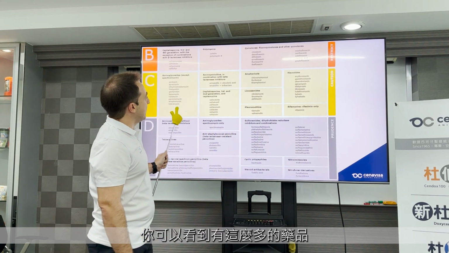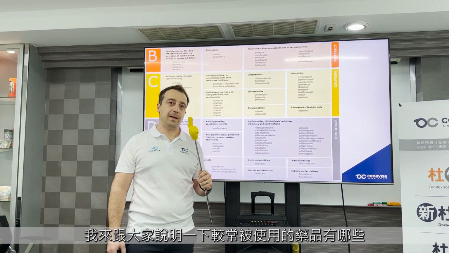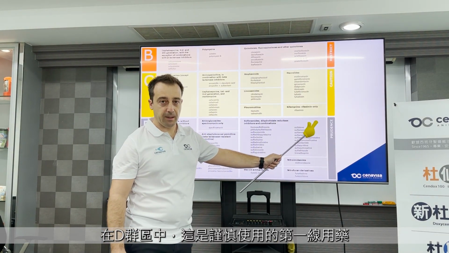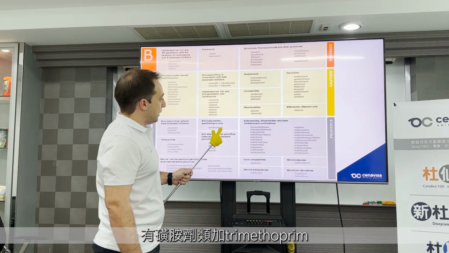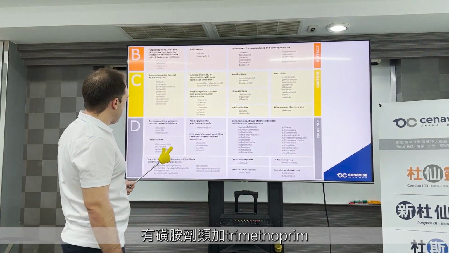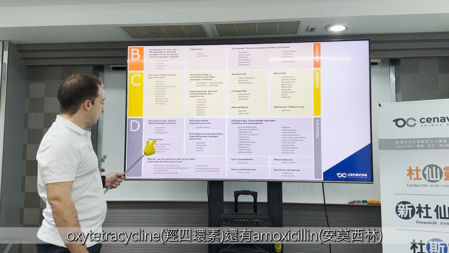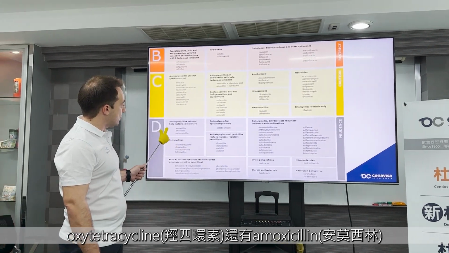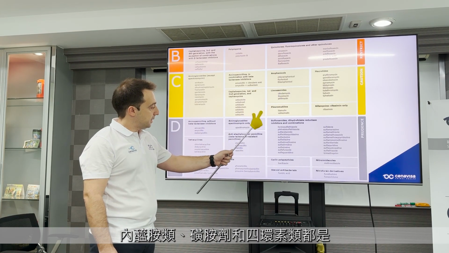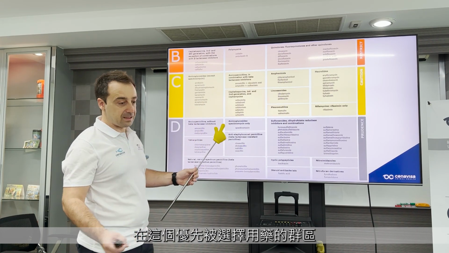You can see that there are a lot of molecules, but I will explain the more common molecules that we use. In category D, prudence, the first line treatment, you have the sulfonamides, okay, sulfa plus trimethoprim. You have the tetracyclines, doxy, oxytetra, tetracycline, and also you have the amoxy and penicillin, so the beta-lactams. Beta-lactams, sulfa, and tetracyclines. This is the first group and the least restricted group.